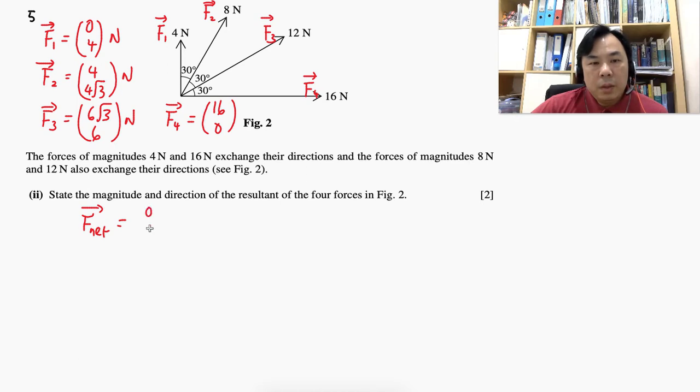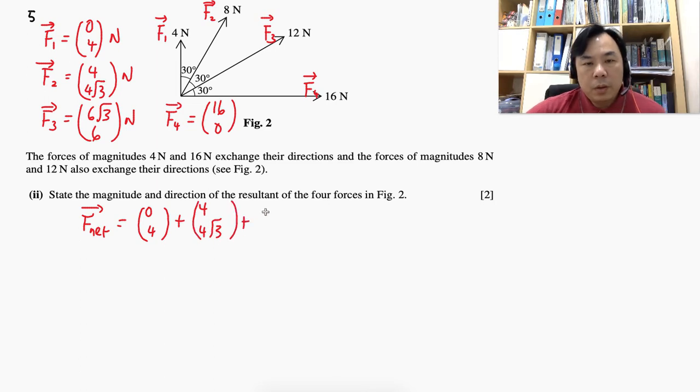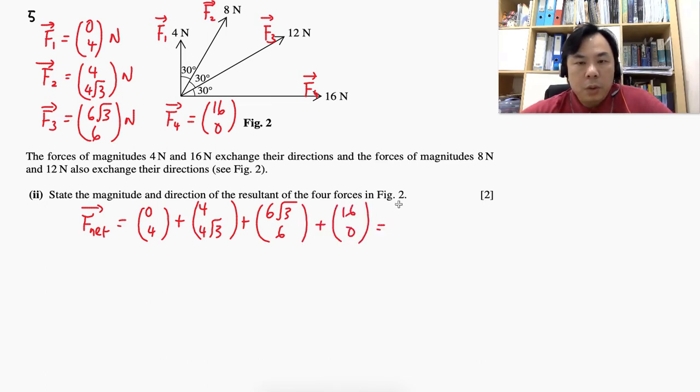Therefore, the resultant force will be given by the sum of all these forces here. That will be 0, 4, here, 4 sec 3, and then you have 6 sec 3, and then finally you have 16, 0 here. And that would yield 10 plus 4 sec 3 in one component and 20 plus 6 sec 3 in the other.